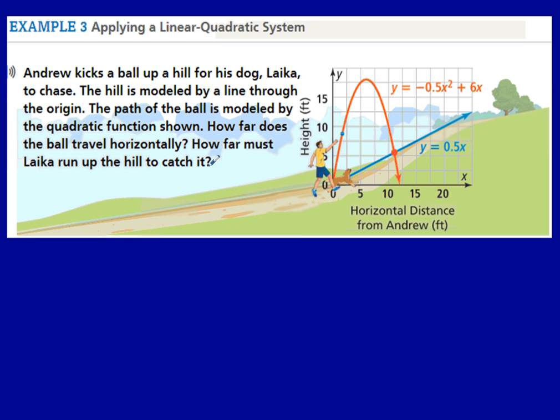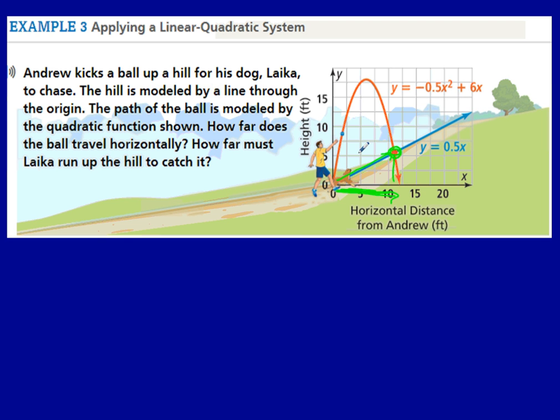So the ball traveling horizontally will be this distance. You can see that. This is the horizontal distance because this is where the ball lands on the hill. So I want to know the x distance, so basically it's saying solve for x. And then I also want to know the y distance, because that'll be how far she has to run up the hill.